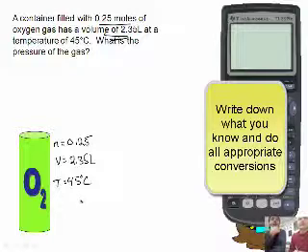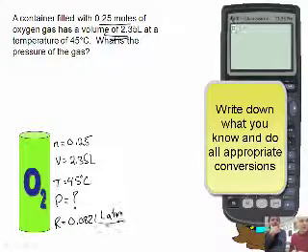Now, Celsius doesn't work very well. That's all right. And then P equals question mark. We're trying to find that, so we'll put a question mark. And R, let's go ahead and write that: 0.0821 liter atmosphere over mole Kelvin.